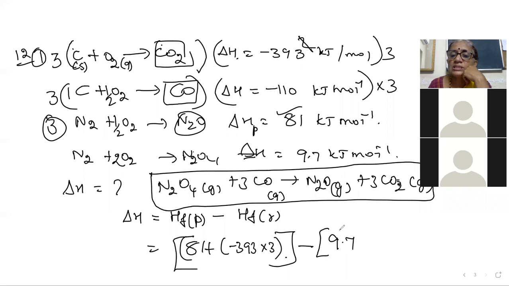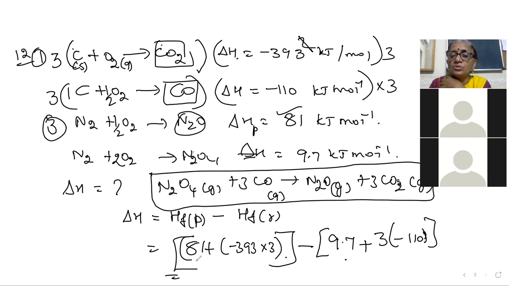So this N2O4, where is N2O4? 1 mole of N2O4 is formed, so the del H value I'm writing directly. And for carbon dioxide, 3 moles are getting formed. So 3 into minus 390, oh sorry. Carbon monoxide, 3 moles of carbon monoxide, what is the value? Minus 110.